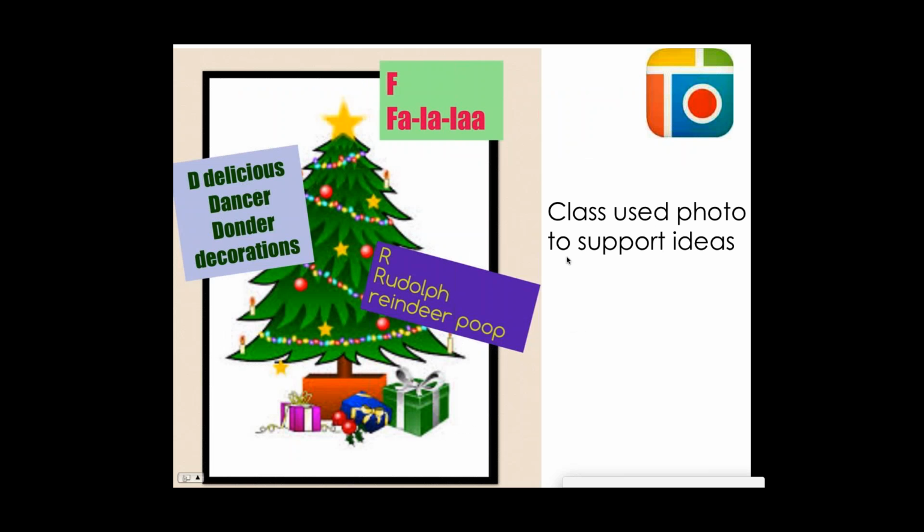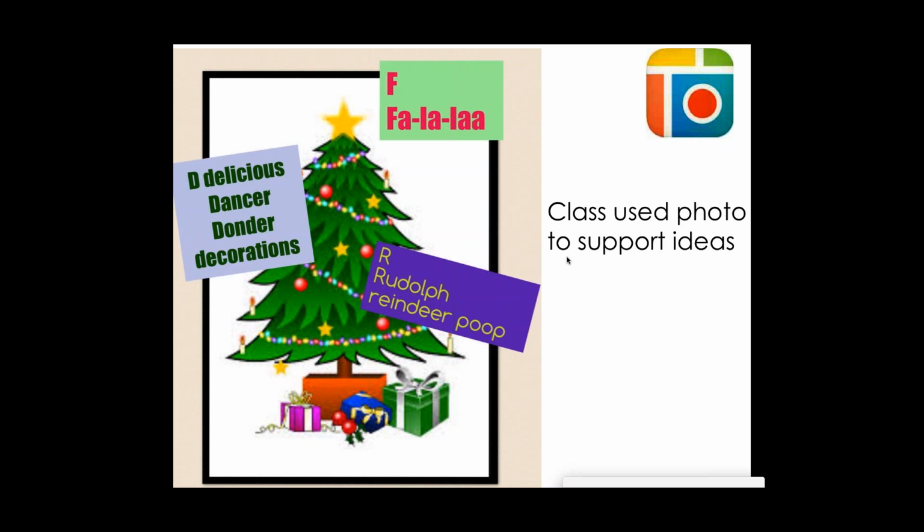Now, I'm not saying you can't do something with pictures. I was in a class that wanted to use a photo to support ideas. They felt it was really important for their kids to have ideas by seeing a photo of Christmas. And so we had this Christmas picture. We pulled it into Collage, and then we had 3 letters. D is for delicious. D is for dancer. Dancer is one of Santa's reindeer.